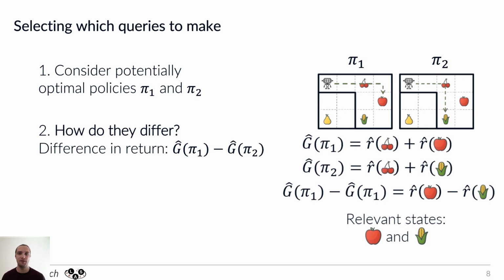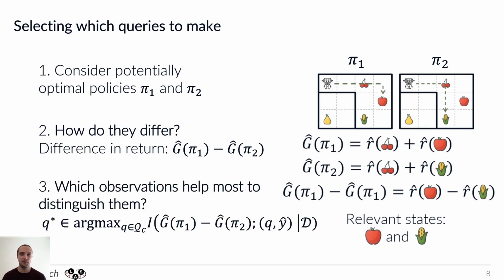So the final step of our method is to select observations that help most to distinguish these 2 policies, and we formalize this using information gain. By selecting queries that maximize this information gain objective, we select queries that are most informative for distinguishing these 2 plausibly optimal policies, which is the objective of RL.